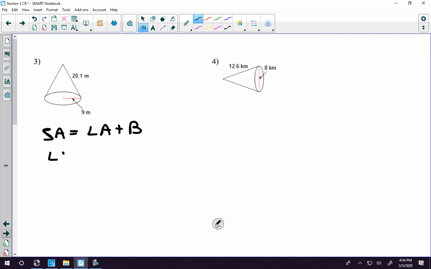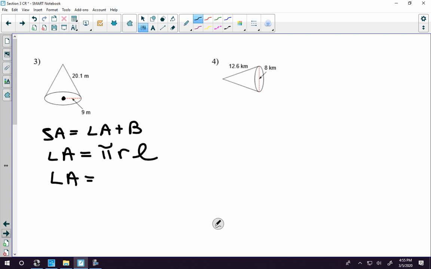The lateral area of a cone is going to be pi times the radius times the slant height. So we need to first find the lateral area of the cone, which is pi r l, and then add on the area of the base, which is a circle, to get the total area or the surface area. Our lateral area first is going to be pi times the radius.